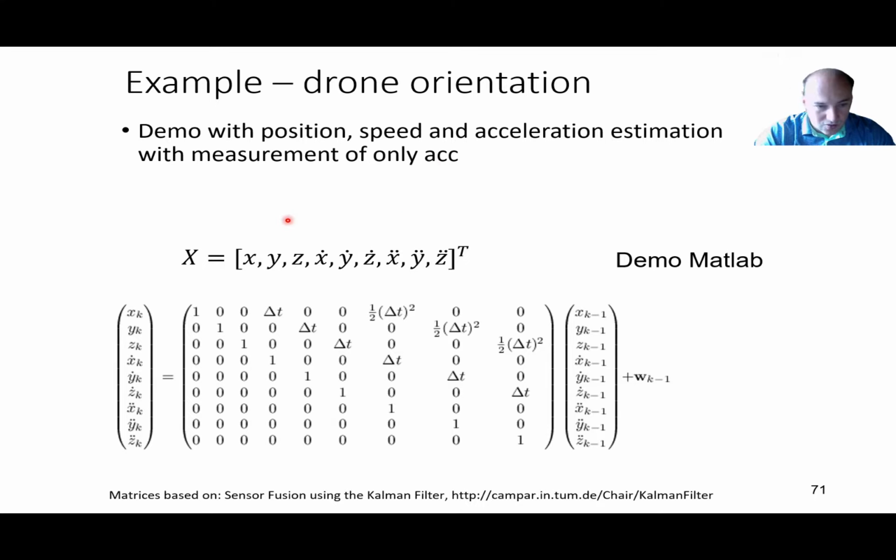So if we study the problem, let's say we want to have a state vector that will represent the position, speed, and acceleration. We want to do this in 3D, so we will have 3 coordinates for each variable. The state vector will look like this: x, y, and z. Here this is the position, with 1 dot we have the speed, and with 2 dots we have the acceleration. And we actually measure only the acceleration, and the other variables will be estimated.